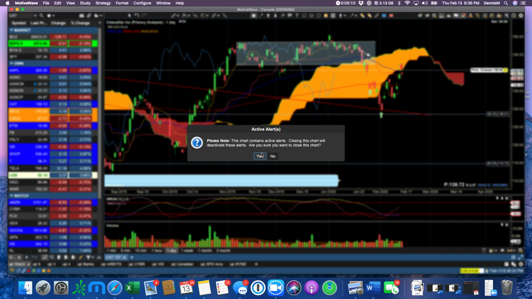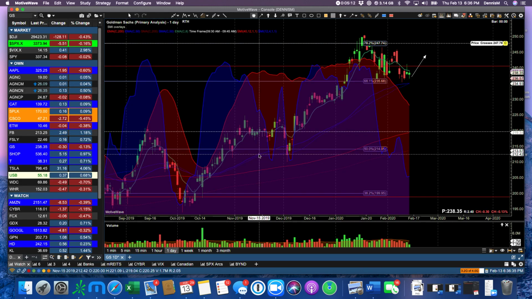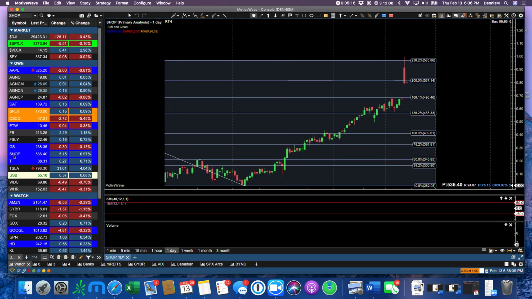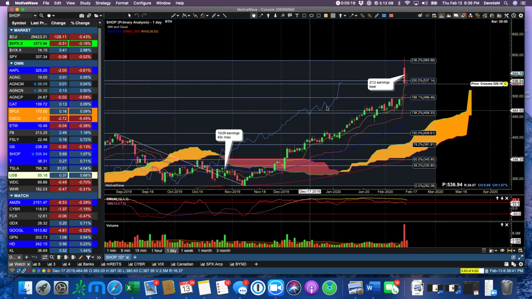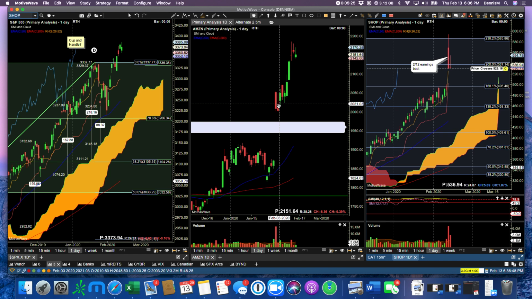Goldman Sachs, which I have a vertical call spread on, no action, very low volume. Shopify, up $5, but the thing we're looking at is the comparison to Amazon. This is what Amazon did on its day after earnings. This is what Shop did on its day after earnings, exactly the same. Look at the volume for the earnings day, high, then low. And then the buyers came in.